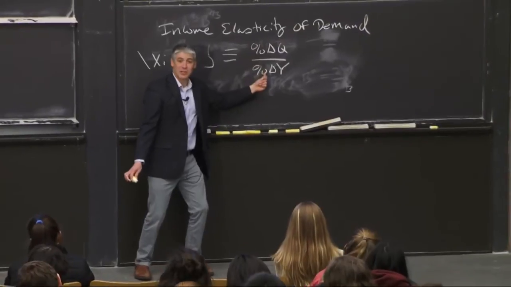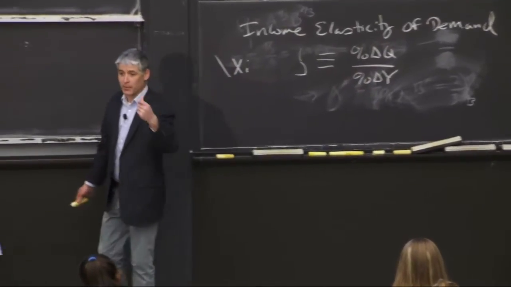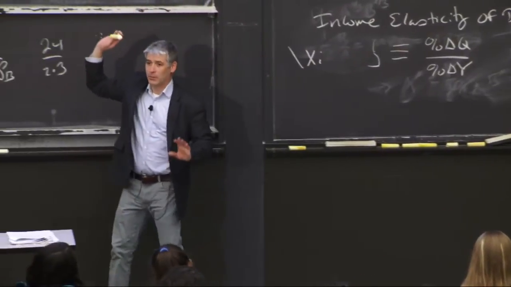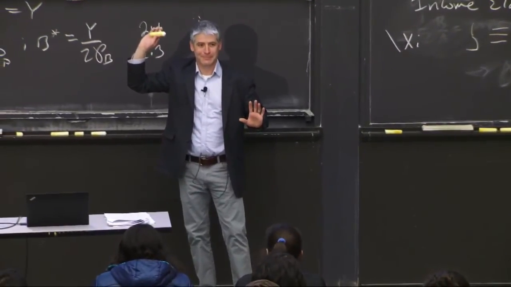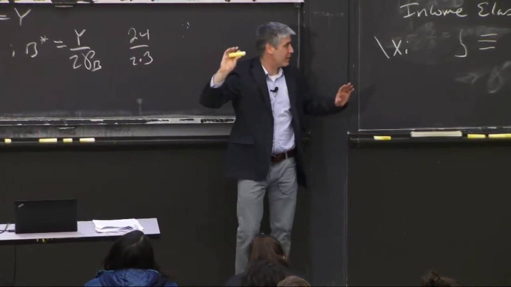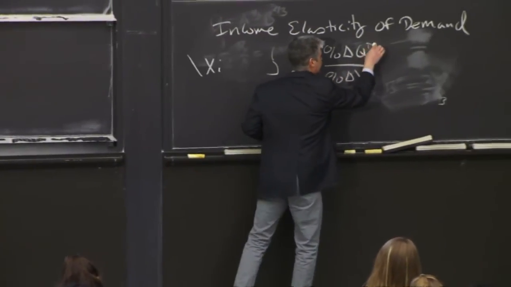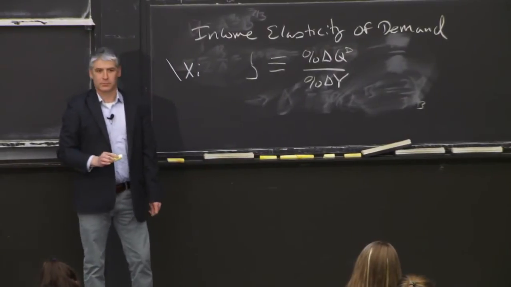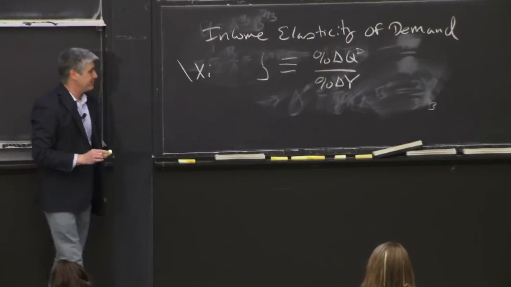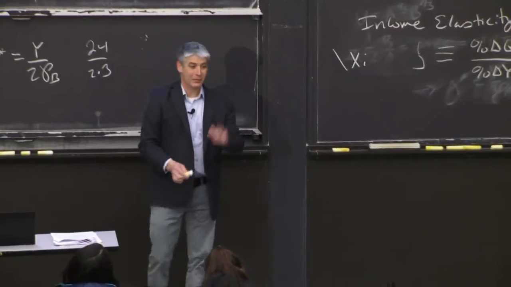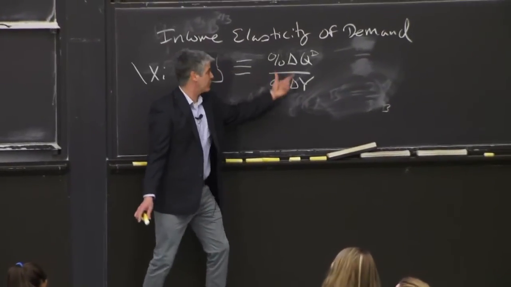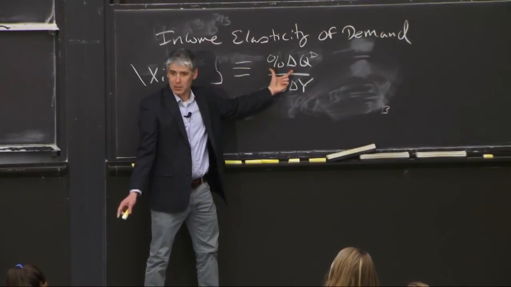So the percentage change in quantity over the percentage change in income, and I just want to think about this problem here. What is the income elasticity of demand for this problem? It's 1, right? You can think of that because a 1 percentage change in income causes a 1 percentage change in the quantity.